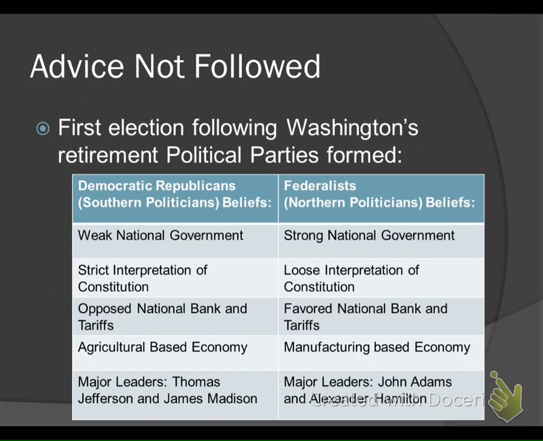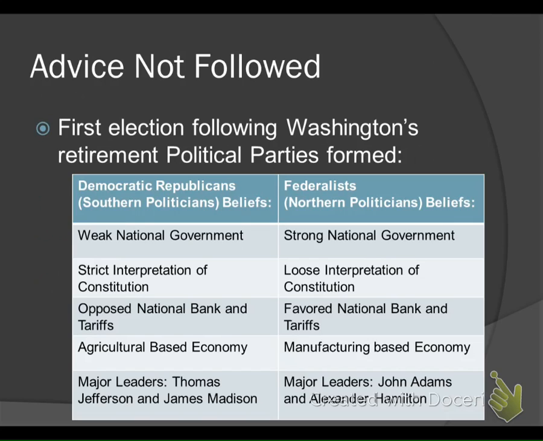The South and the Democratic Republicans opposed the national bank because they thought it only served the wealthy. They also opposed or disliked tariffs because they made goods cost more. In addition, the Democratic Republicans and Southerners believed in an agricultural-based economy. They believed the country should make their money from farming. And their major leaders were Thomas Jefferson and James Madison, who would eventually become presidents as well.